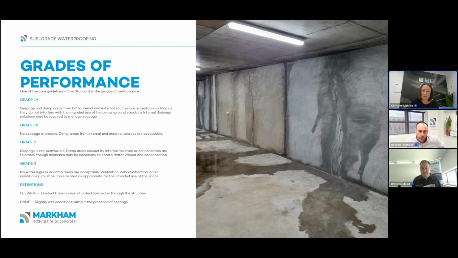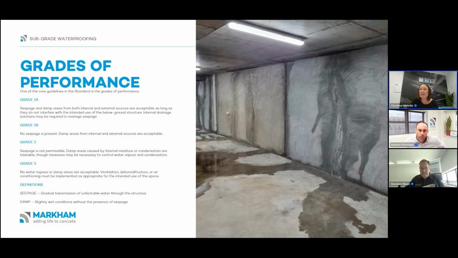So in terms of seepage, what we're talking about is gradual transmission of collectible water through a structure. And when we're talking about damp, we're talking about slightly wet conditions. You know what a damp wall looks like, but if it's not collectible, we'll call that damp. If it's collectible and it's seeping through, then that's seepage. And so as we go through the different grades, this provides real clarity about what the expectation is. And so grade 1A, you've got seepage and damp areas, both internal and external. So internal condensation, external obviously coming through the wall from outside. But they're acceptable as long as they're not impacting on the use of the building.